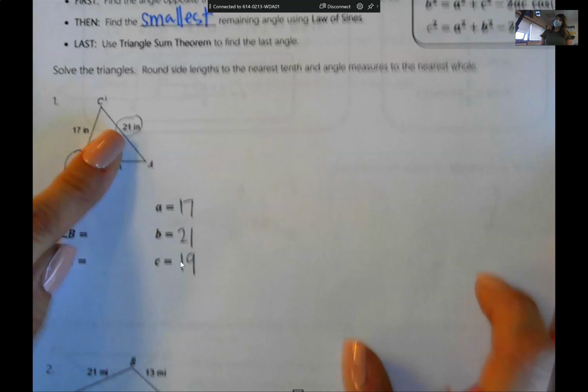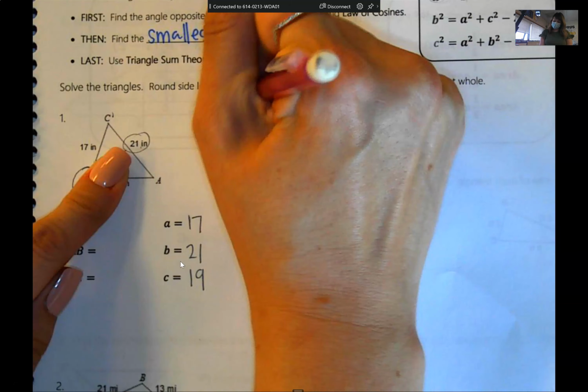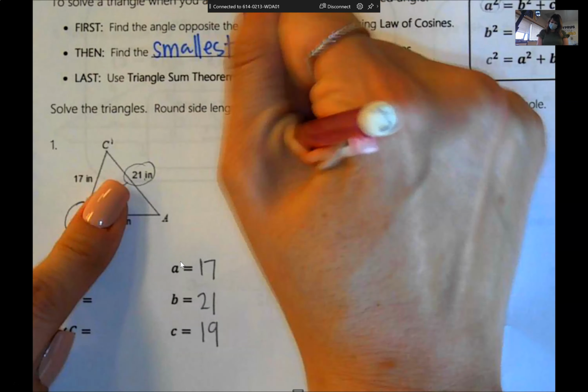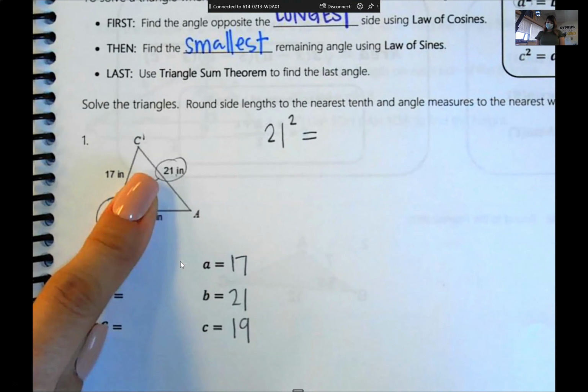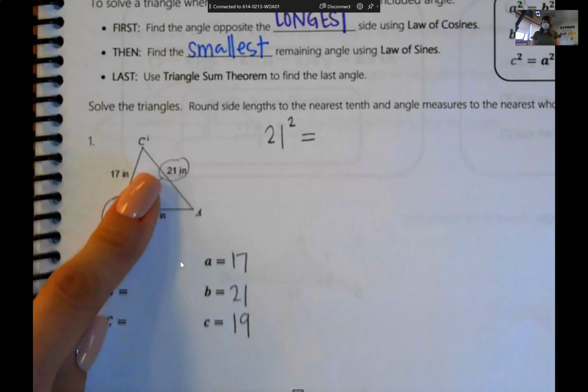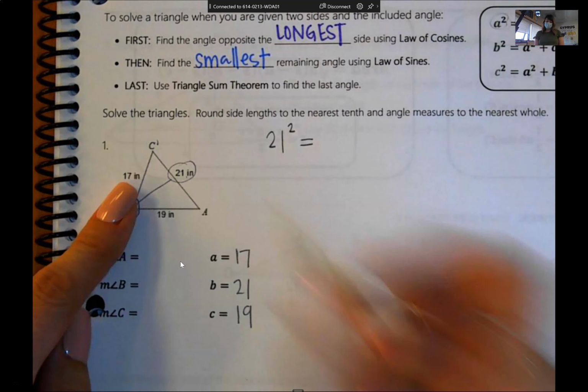This looks different from last time because the first thing we write down now is that side squared. So we have 21 squared. That equals, and then we're just going to use shortcuts like last time. We're not going to focus on our formula. We're just going to focus on what we know we need to do.